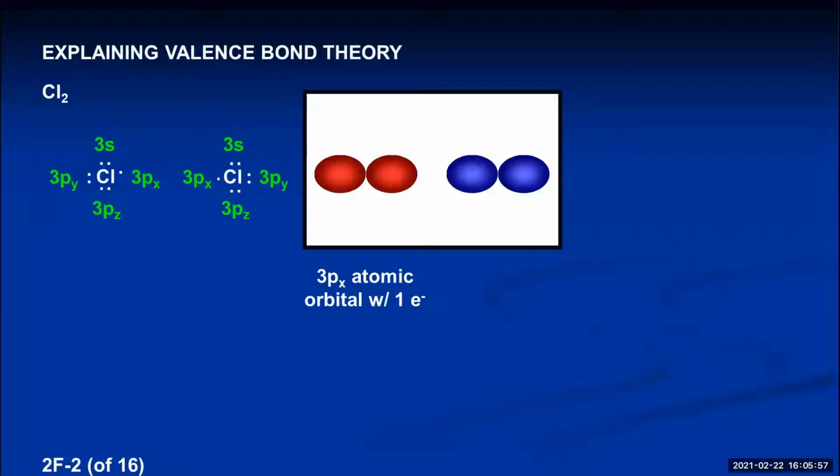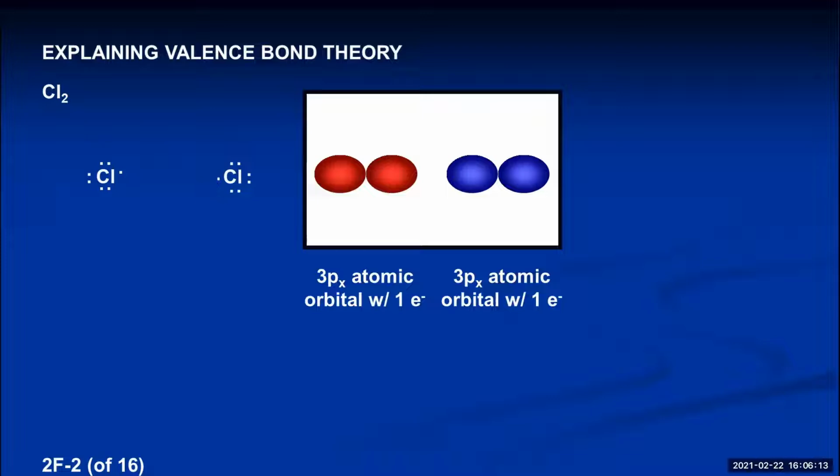As the chlorine atoms come together, these two atomic orbitals will merge together. You have first a 3px with 1 electron in it on the first atom, and a 3px with 1 electron in it on the second atom. As the chlorines approach, these two orbitals will overlap with each other and merge into a brand new orbital that will no longer be called an atomic orbital. It'll be called a molecular orbital. That's what's happening when these come together. They're sharing that pair of electrons.